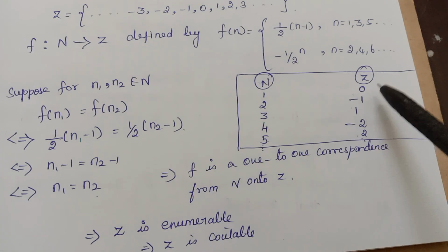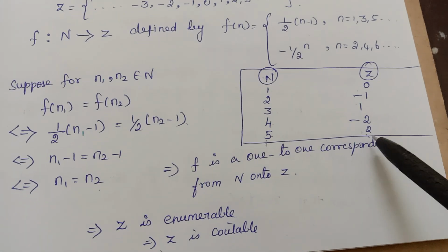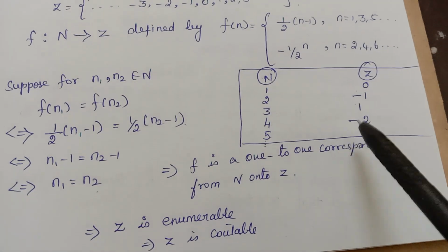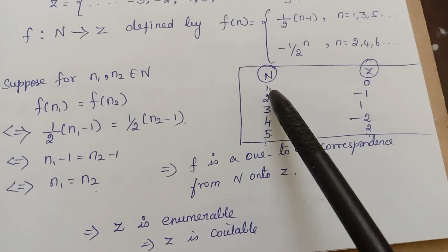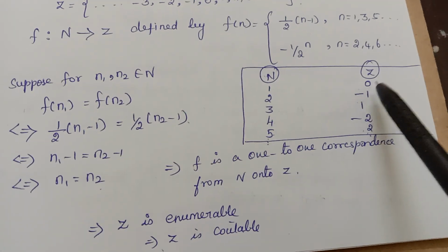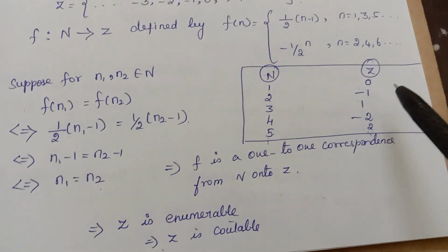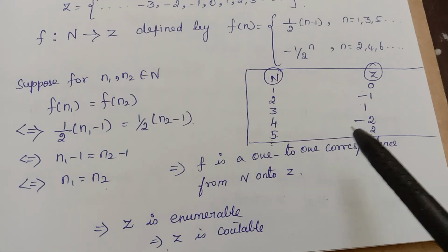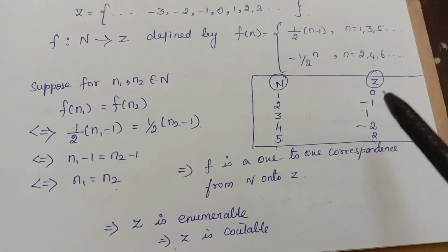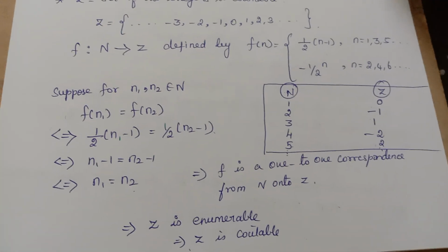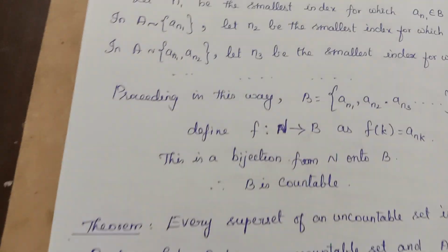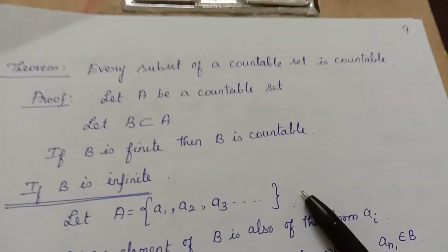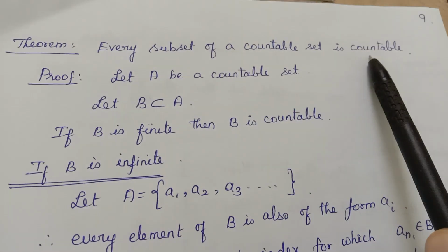You can see the numbers come alternately positive and negative, so there is no repetition here. That means each element in the domain has a distinct image and each element in the range has a distinct pre-image. Therefore this is a bijection, and Z is also a countable set. Next, let's see one theorem: every subset of a countable set is countable.